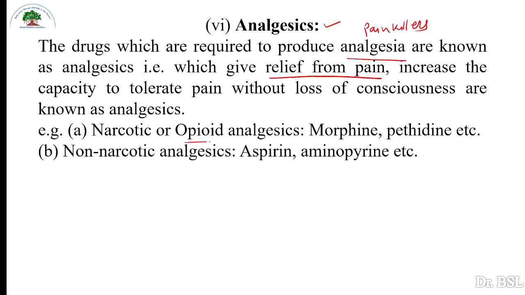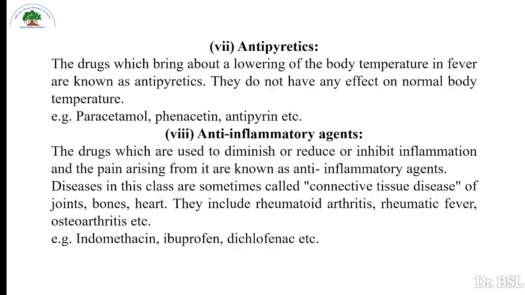Narcotic or opioid analgesics and non-narcotic analgesics. These are the two types of analgesics: narcotic and non-narcotic. In narcotic, morphine, pethidine, and in non-narcotic, aspirin, aminopyrine. These are the examples.